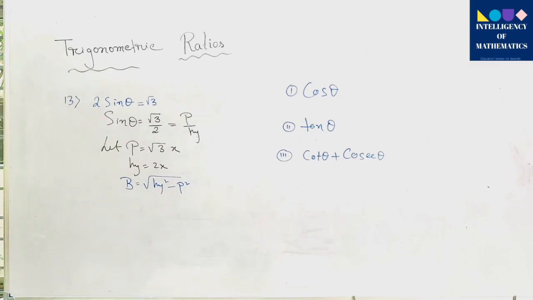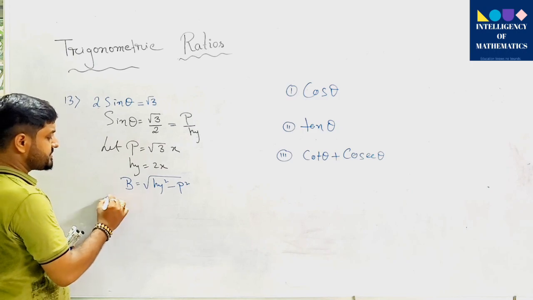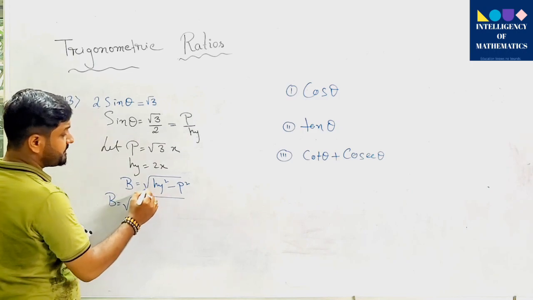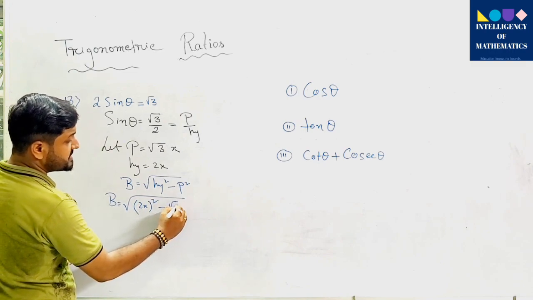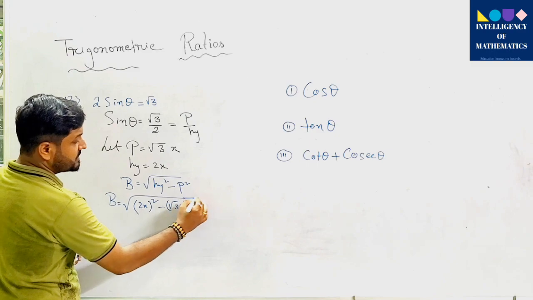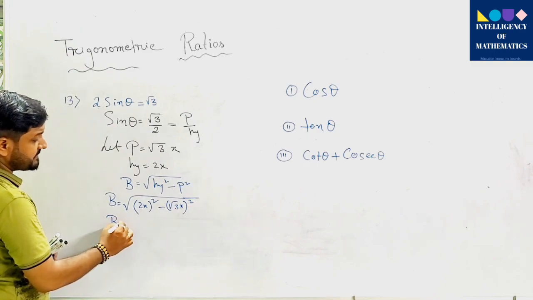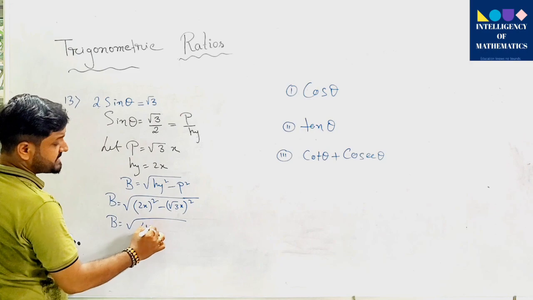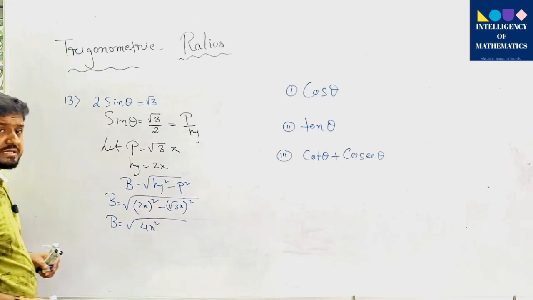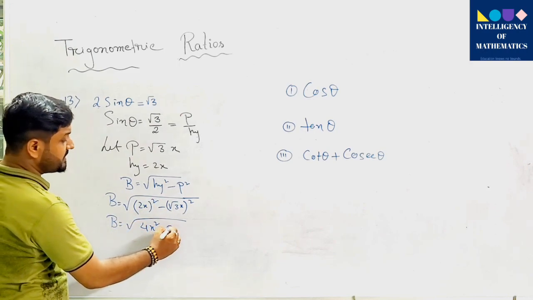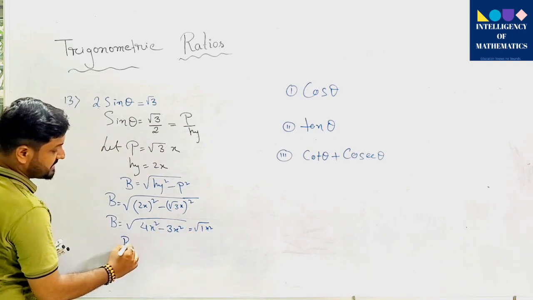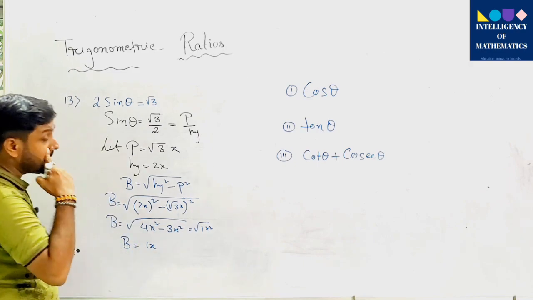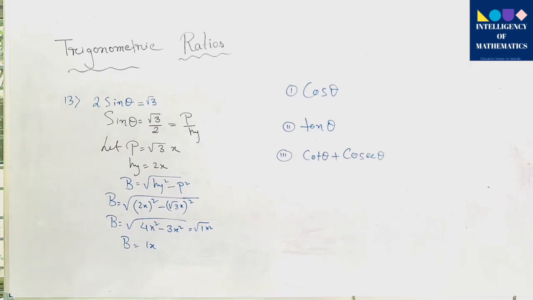So hypotenuse and perpendicular, both values are available. So we'll take out the base is equal to root over, hypotenuse is placed, we'll write 2x whole square, and perpendicular is root 3x whole square. Next line, this is 4x square and we know root 3 square is only 3, so it will be 3x square. So only 1x square is left, that is, base will come 1x, or only x you can also write.